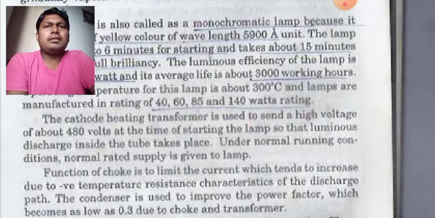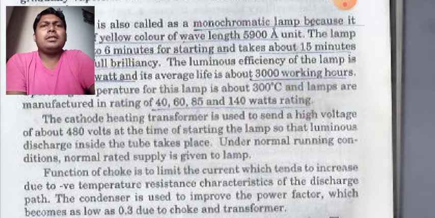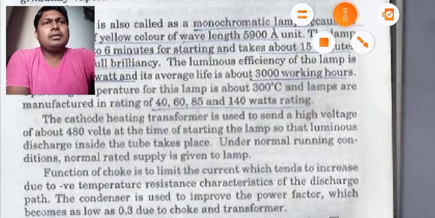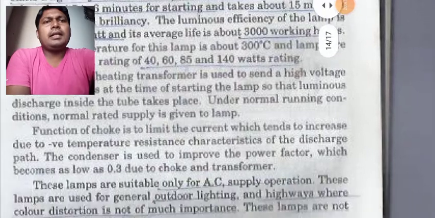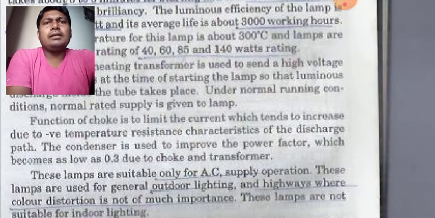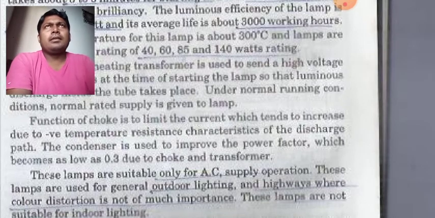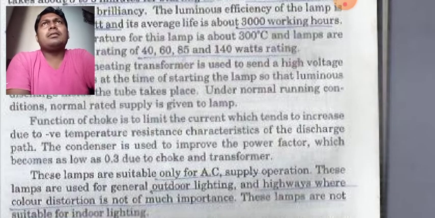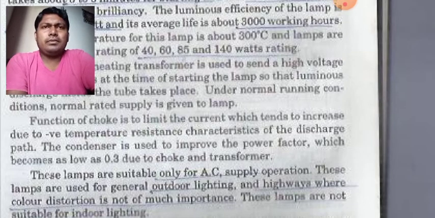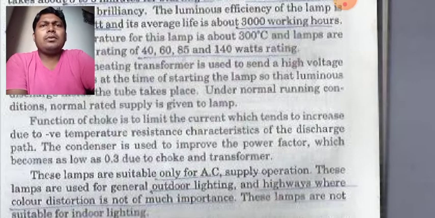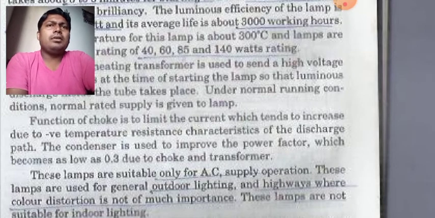Under normal running conditions, the rated supply is given to the lamp. The function of the choke is to limit the starting current, which tends to increase due to negative temperature resistance characteristics. So students, due to negative temperature characteristics, the current tends to increase, but due to the presence of this choke, this current is limited. The condenser is used to improve the power factor, which becomes as low as 0.2 due to the choke and the transformer. These lamps are suitable only for AC.